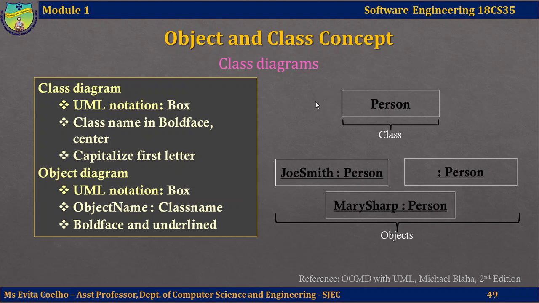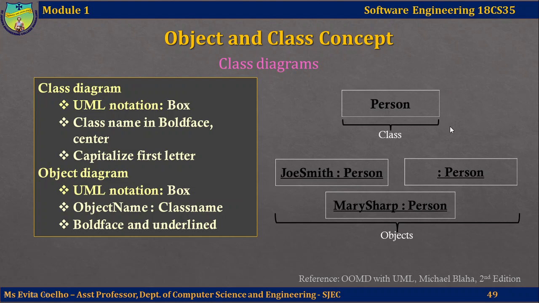So here you can see the first box here is a class diagram. The UML notation for a class diagram is a box with the name of the class appearing in the box. When you write the name of the class within this box notation, make sure you use boldface, capitalize the first letter and center the name inside the box. This is how you represent a class. So the name of the class represented in this class diagram is Person. Now this is just a template. Using this template, I can create multiple objects, an infinite set of objects.